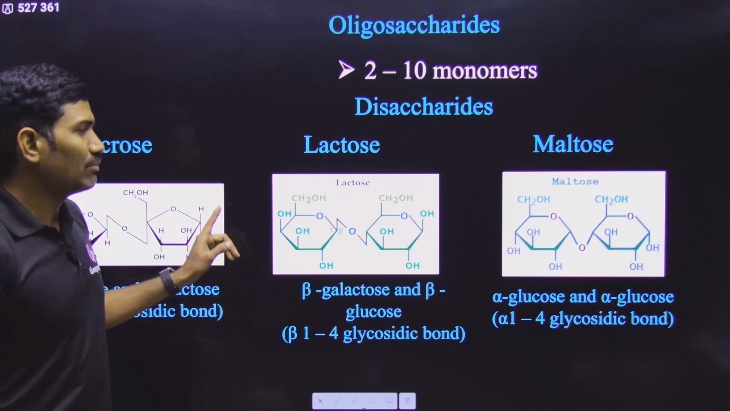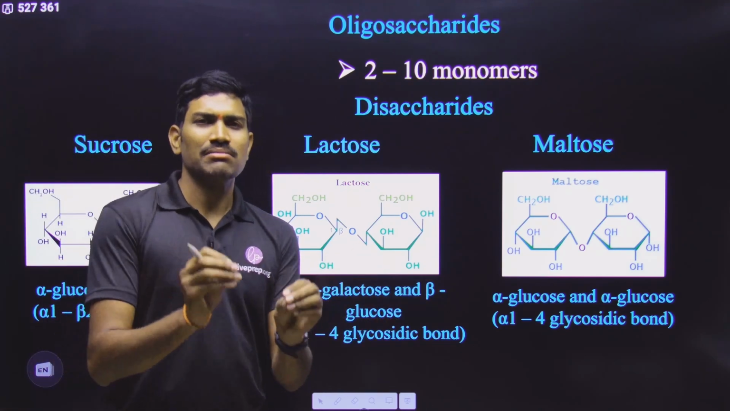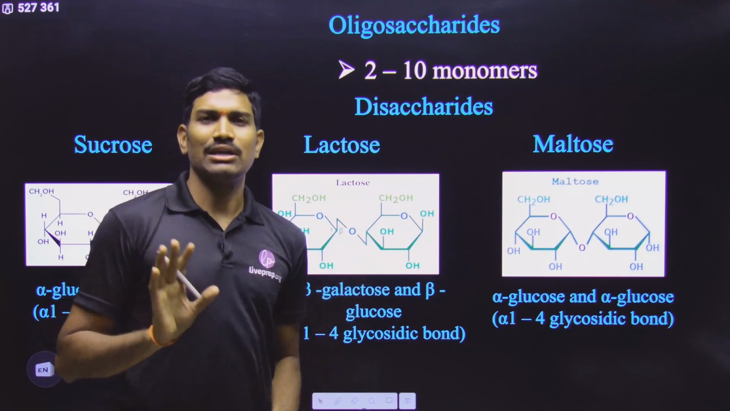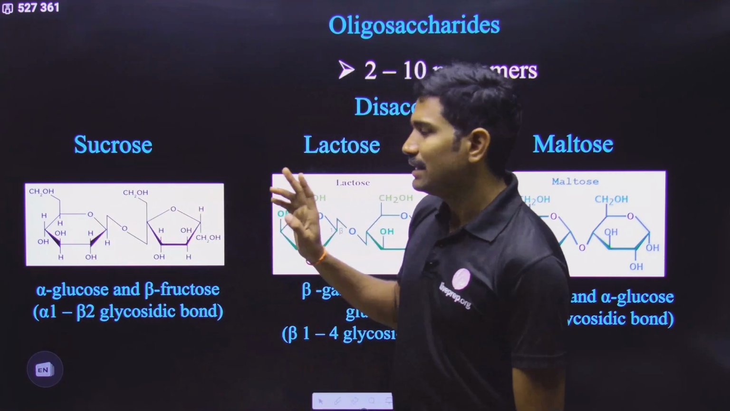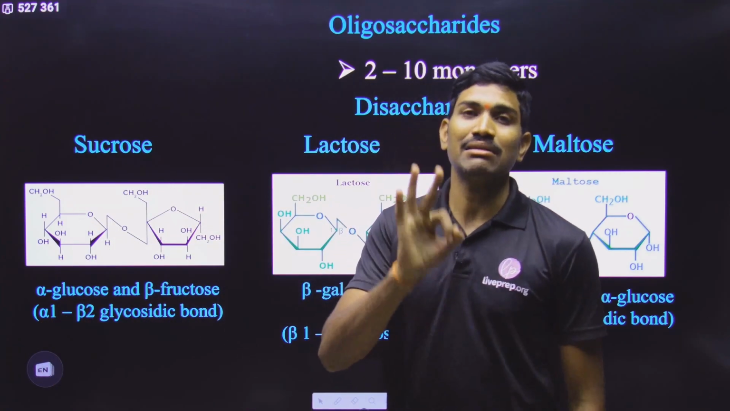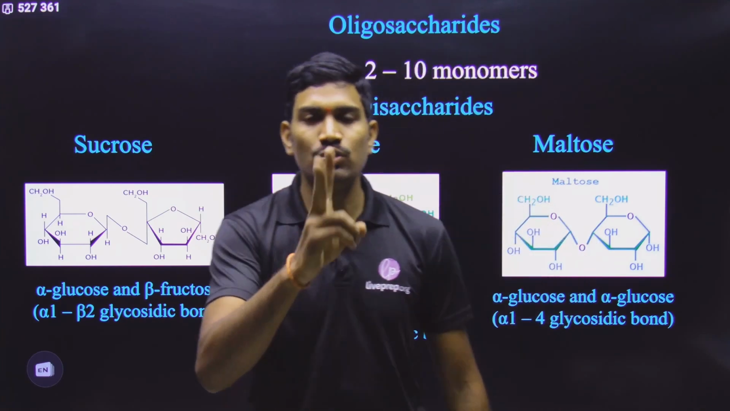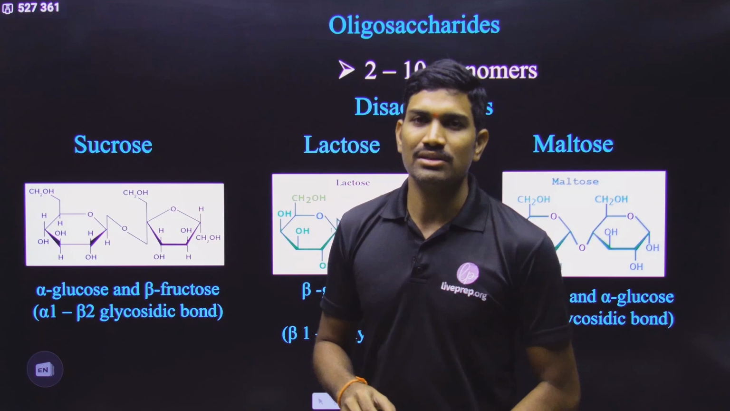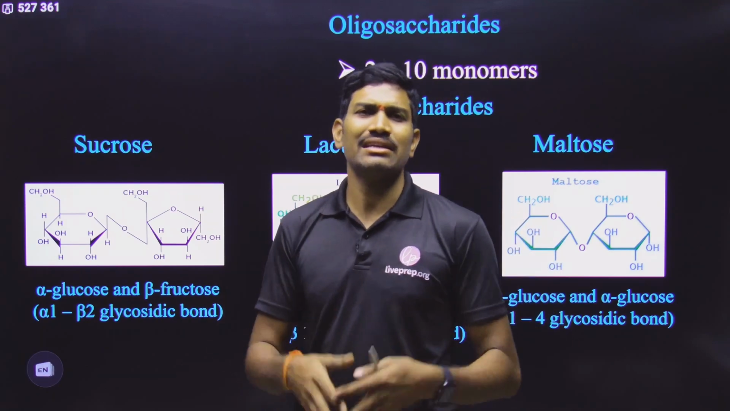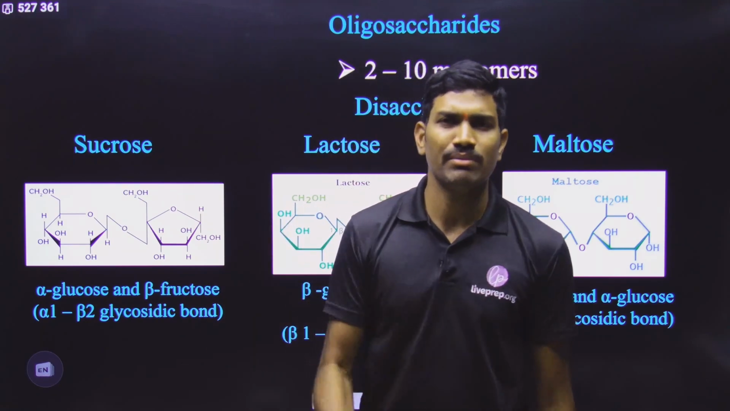But please remember, I am not spending much time on this. Simple basic information I will try to tell you here. Clear? And here we are studying 3 major important examples of disaccharides. Disaccharides will have 2 units. What are these 2 units? In different disaccharides, different types of units may be present.